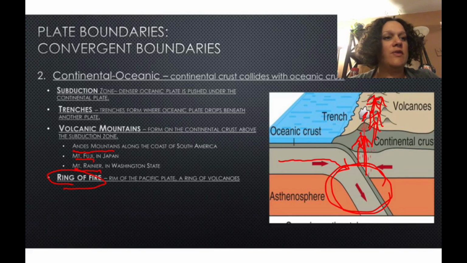So the other thing that forms, of course, is a trench. So anytime you have this one going down, that's going to make a deep place in the ocean there. So you can kind of see. So this trench forms, volcanoes form on land, and we get this ring of fire because of the subduction zone.